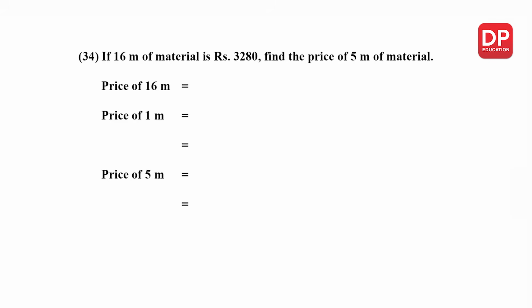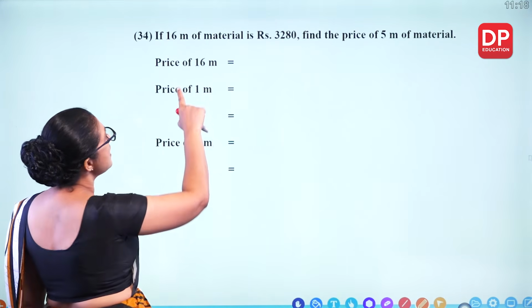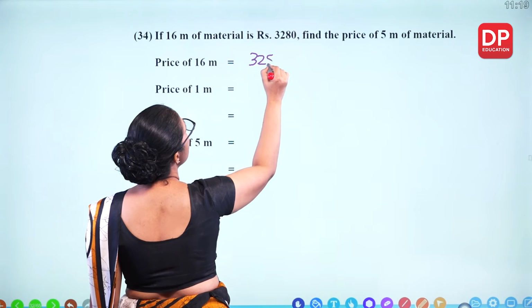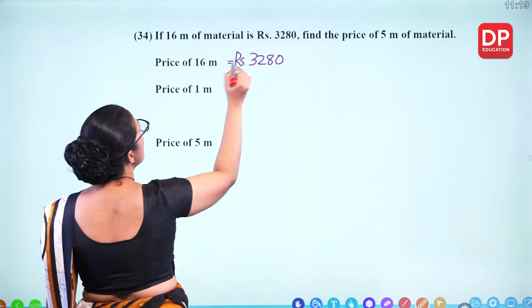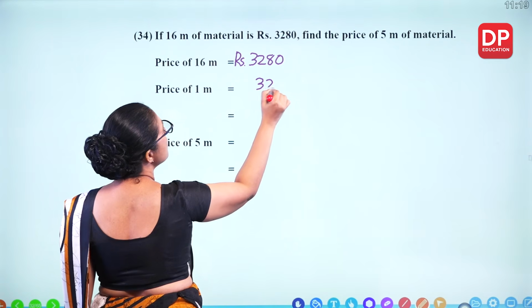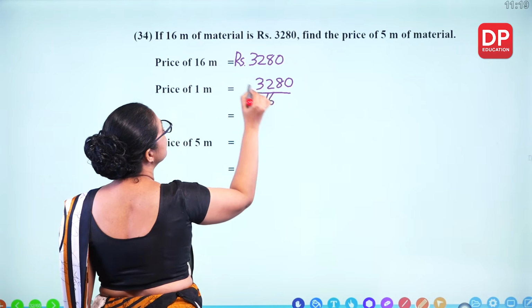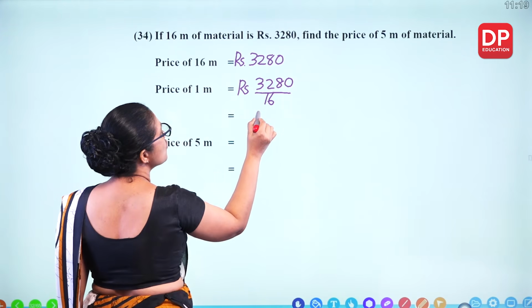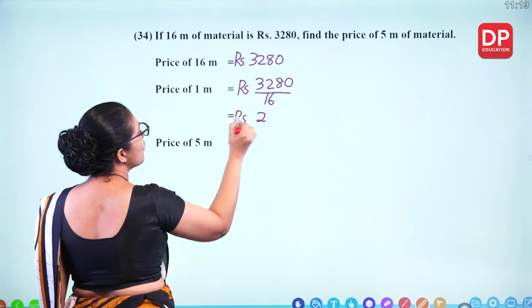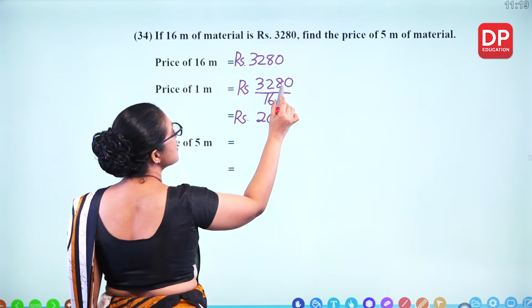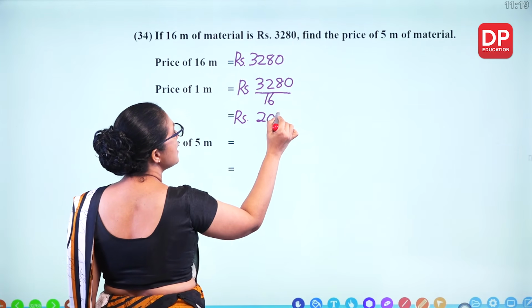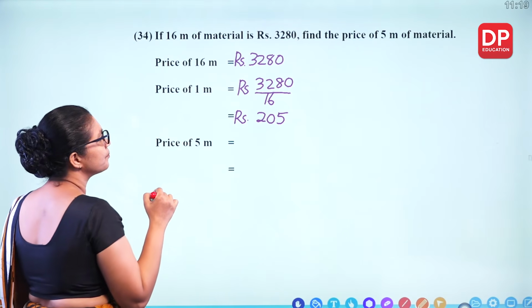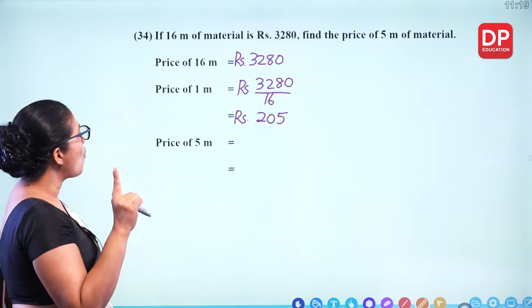If 16 meters of material is 3,280 rupees, find the price of 5 meters of material. So 16 meters is 3,280 rupees. So what is 1 meter? You divide this by 16. So you get 16 times 2, 32. 16 times nothing, and for 80, 5. 205 rupees for 1 meter.